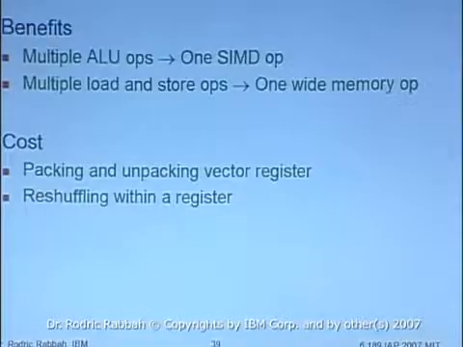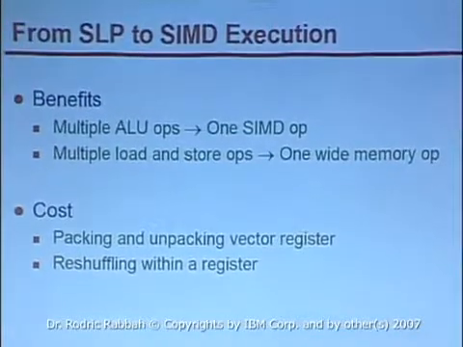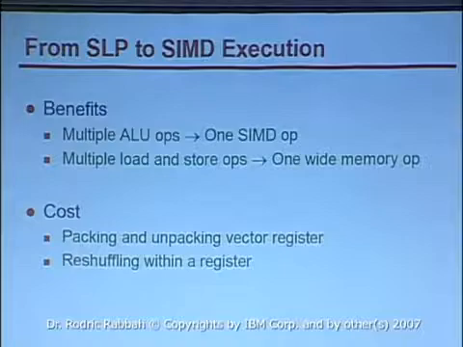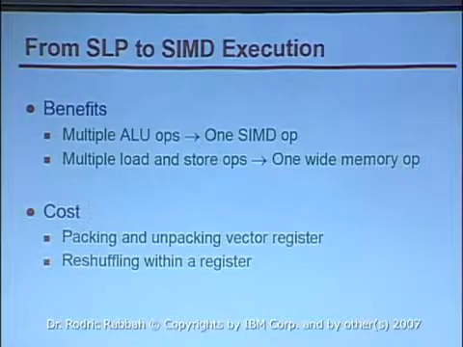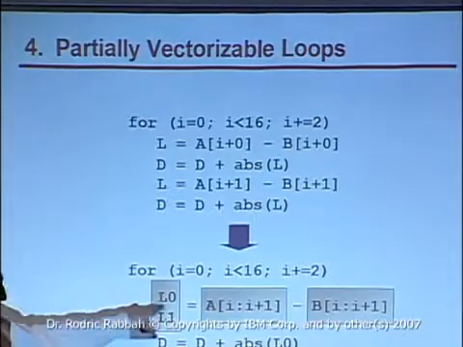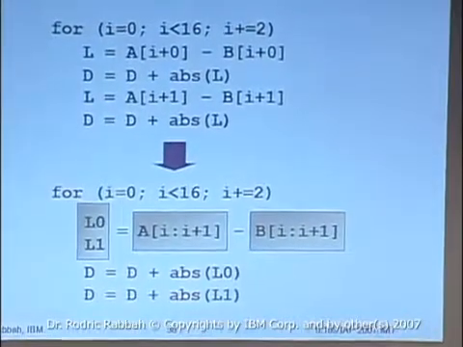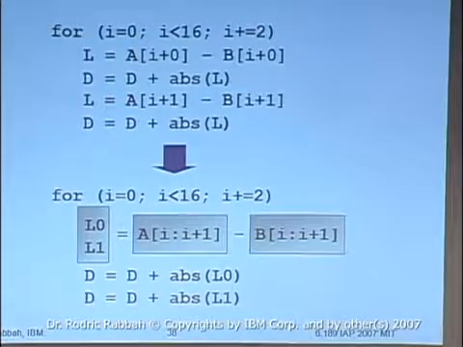This is where the benefits versus costs of SIMDization come in. The benefits are great because you can replace multiple instructions by one instruction, or cut down the number of instructions by a specific factor, your vector length. Loads and stores can be replaced by one wide memory operation, and this is probably the biggest opportunity for performance improvements. But the cost is that you have to pack data into the vector registers, and you have to unpack it out so that you can have those kinds of communications between this vector register here and the values here. Often you can't simply access vector values without doing this packing and unpacking.